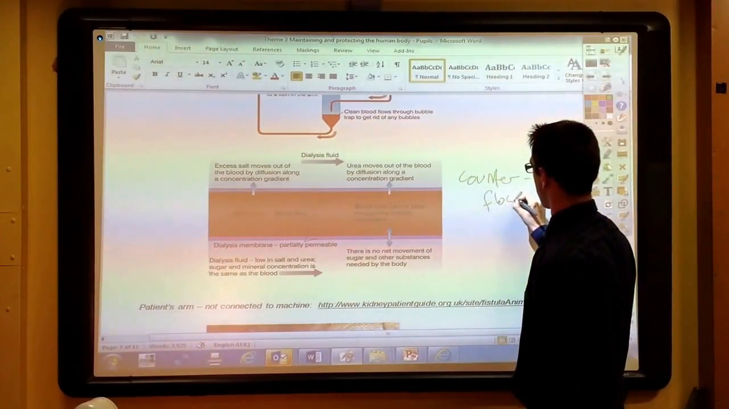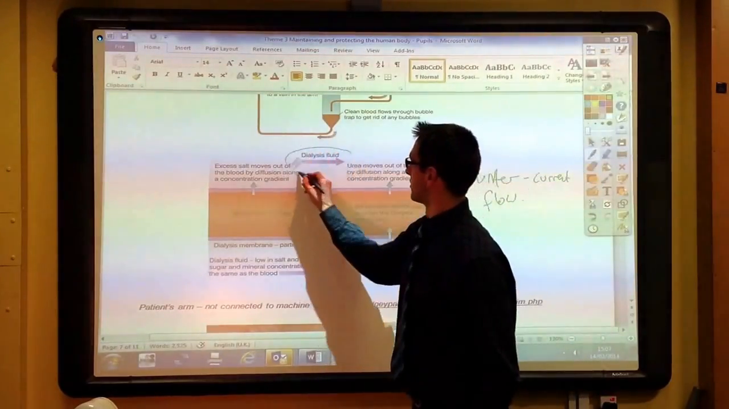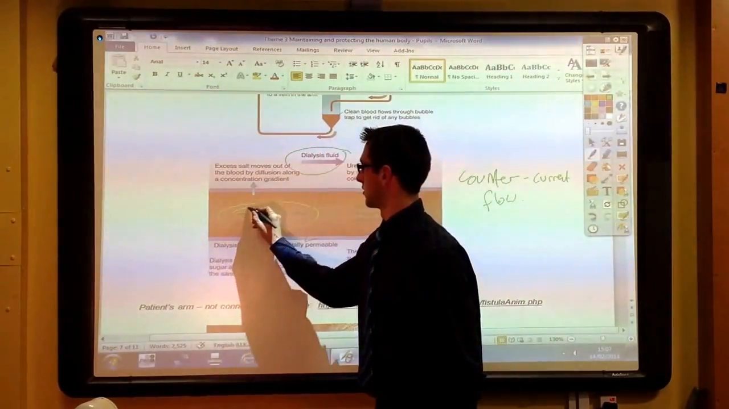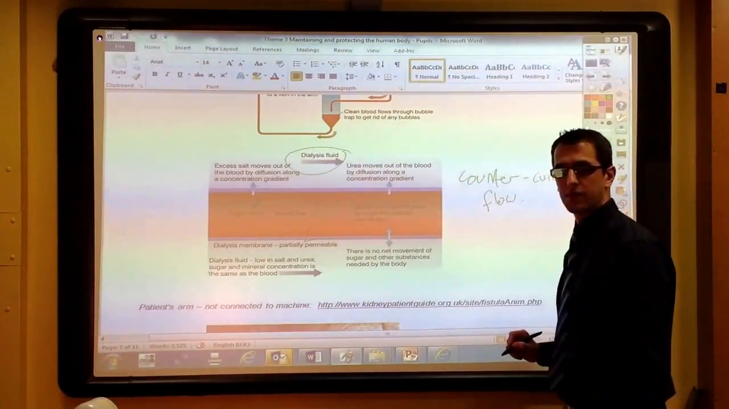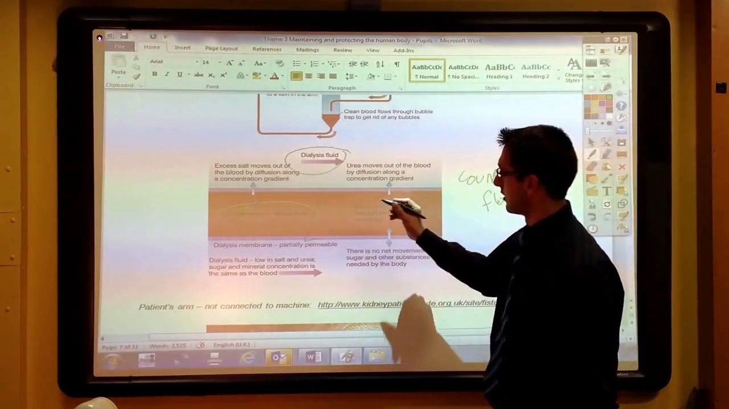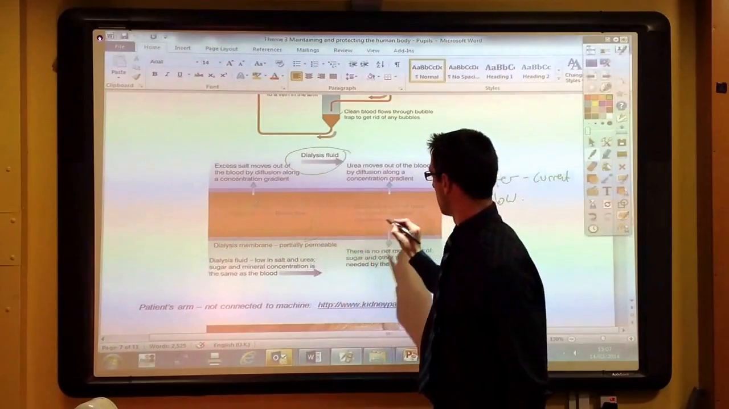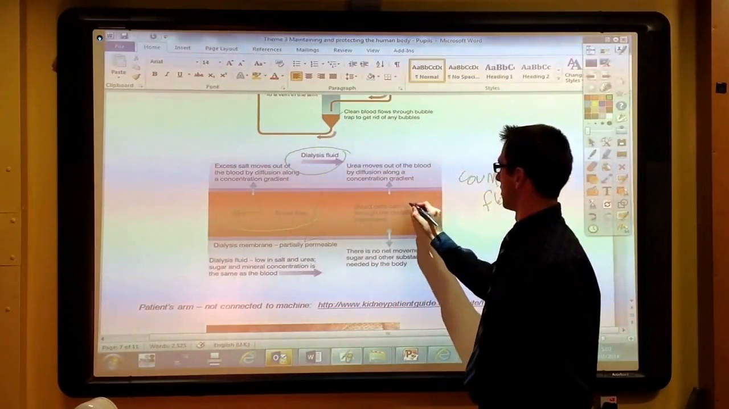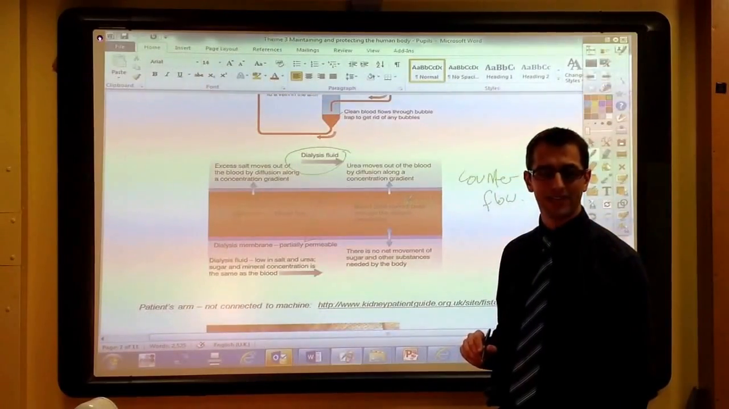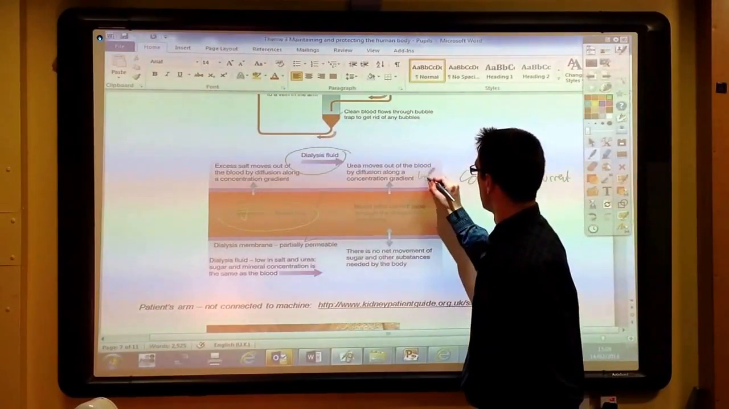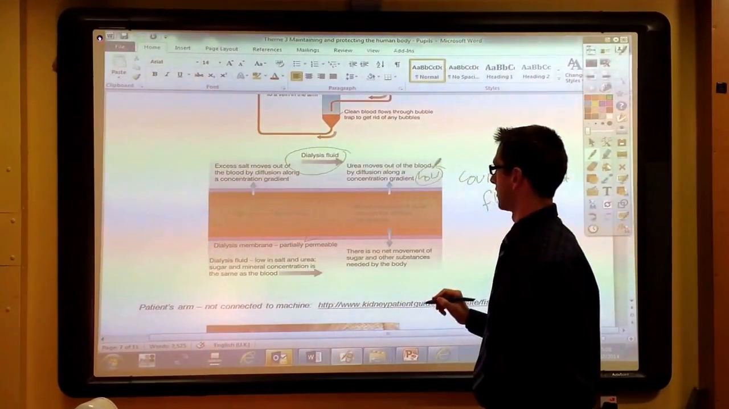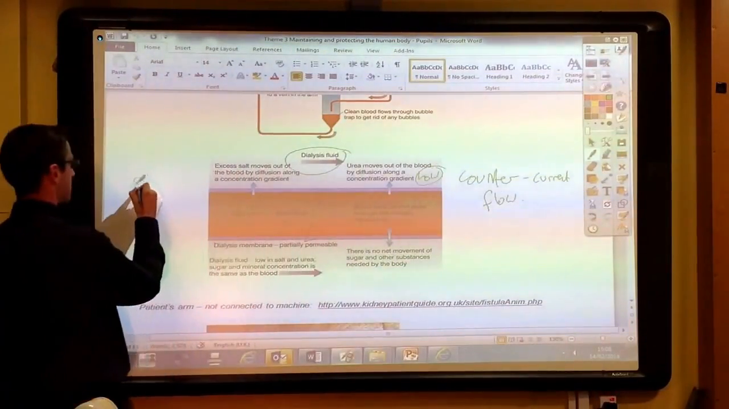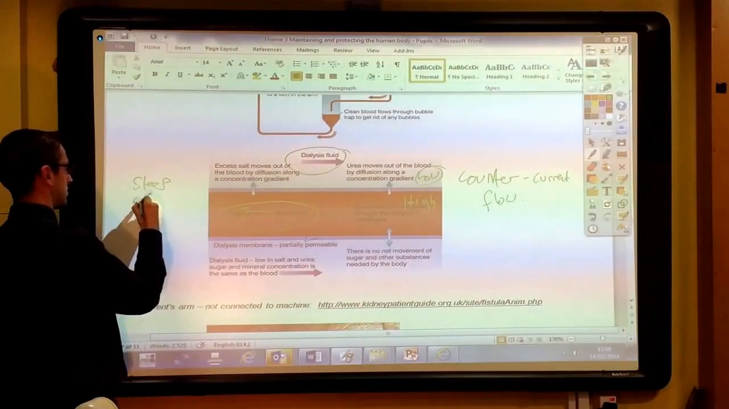Counter-current flow. So that goes in one direction, this goes in the other direction. And because they're flowing in opposite directions, that therefore means that there is always going to be a high concentration of things that need to be removed inside the blood and a low concentration outside. So it always maintains a nice steep concentration gradient.